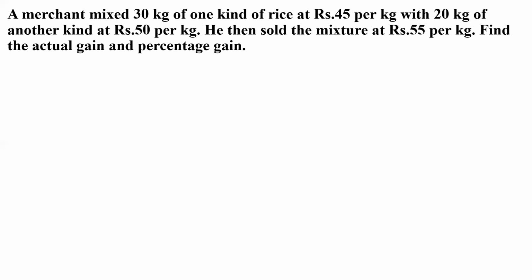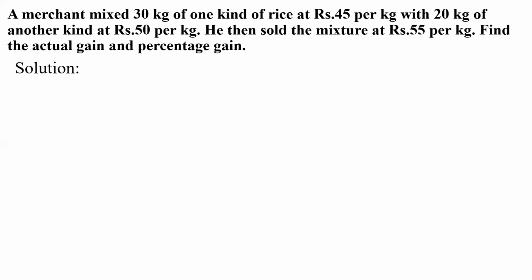Can you just read the question once? A merchant mixed 30 kg of one kind of rice at rupees 45 per kg with 20 kg of another kind at rupees 50 per kg. He then sold the mixture at rupees 55 per kg. Find the actual gain and percentage gain. Now listen, I already told you that whenever you compare, the quantity must be the same. Here two different kinds of rice, 30 kg and 20 kg, are mixed. When you mix 30 kg and 20 kg, what happens? It will become 50 kg.